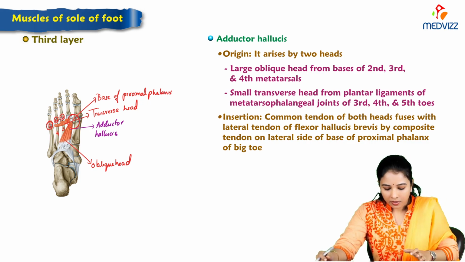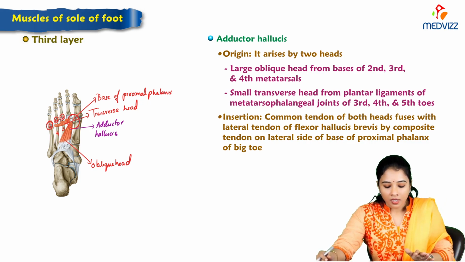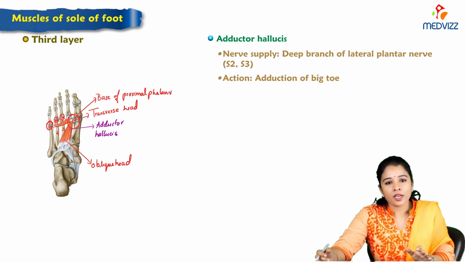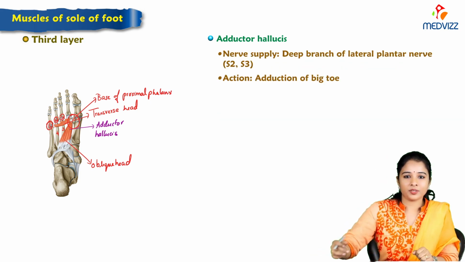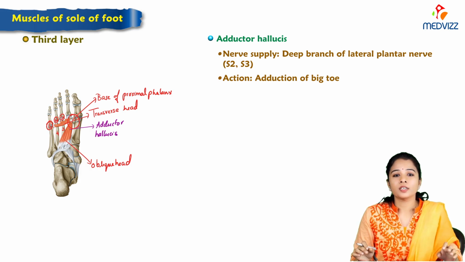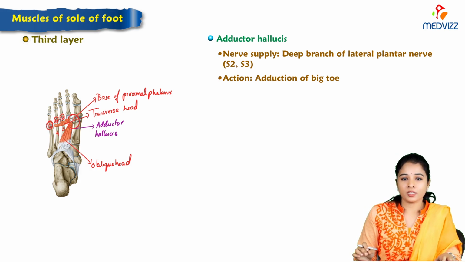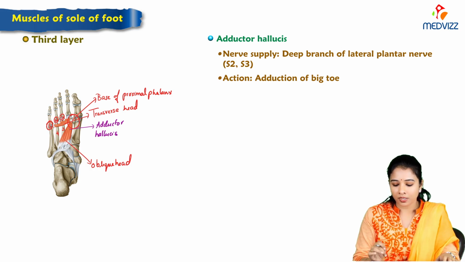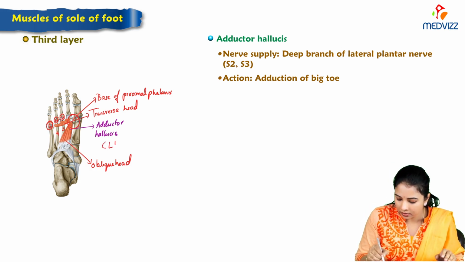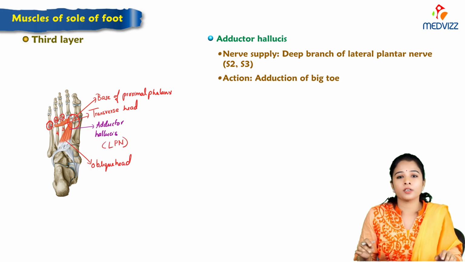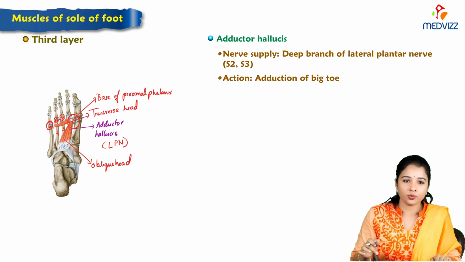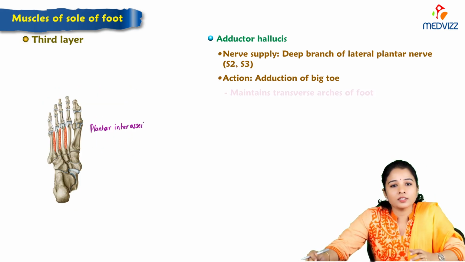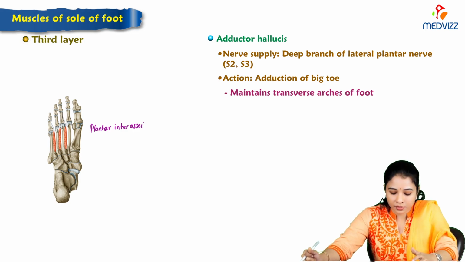So that is about the adductor hallucis. Its action is adduction of the big toe, and it is supplied by the deep branch of the lateral plantar nerve, having the root value S2, S3. Adductor hallucis also maintains the arches of the foot.